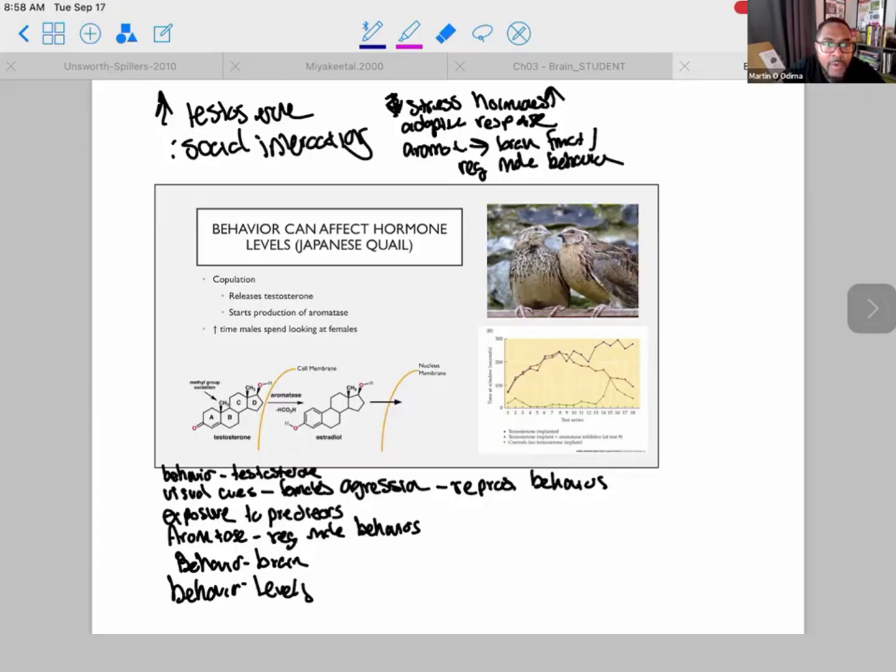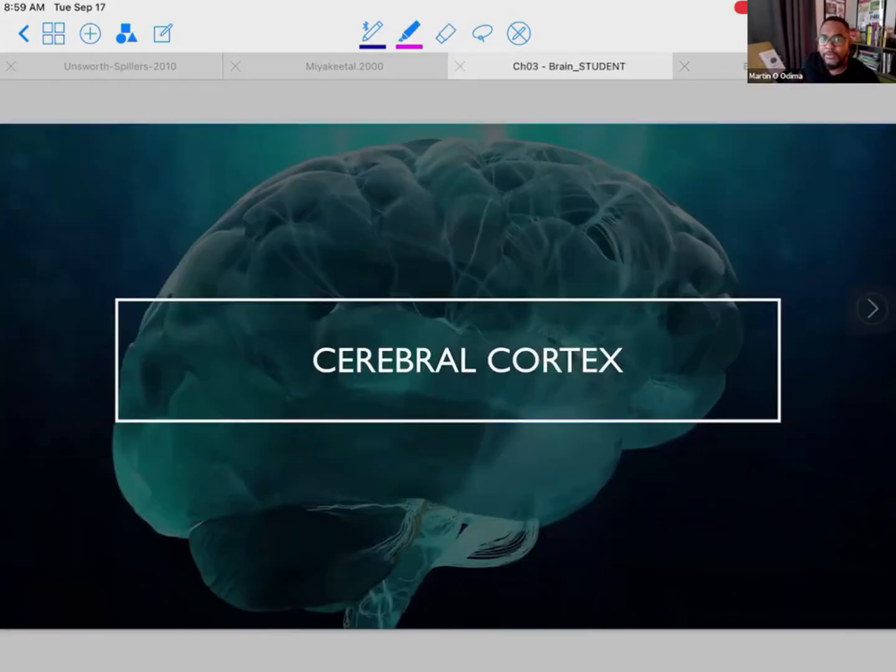And then when there's more stress, there'll be some kind of adaptive response, and these chemicals like testosterone and aromatase would decrease. And this is an example of how chemicals within the brain can influence behavior. So next, let's go back to talking about the cerebral cortex.